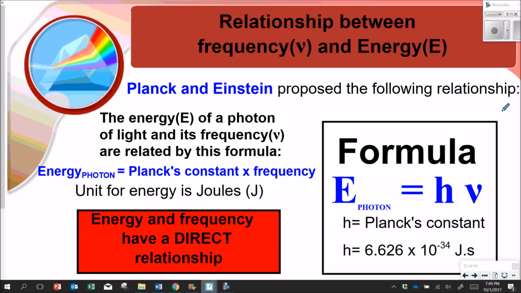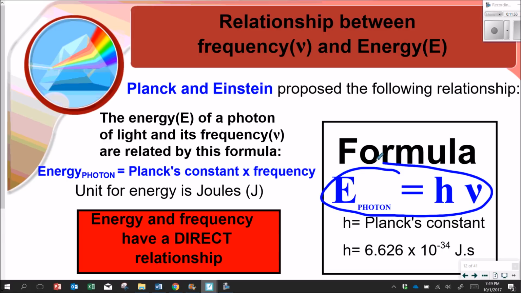So Planck and Einstein proposed the following relationship. The energy of a photon of light and its frequency are related by the formula energy equals Planck's constant times the frequency. And there is the formula over here.